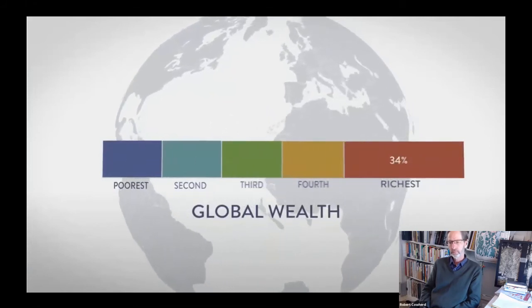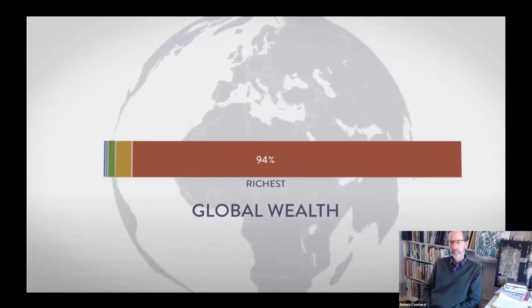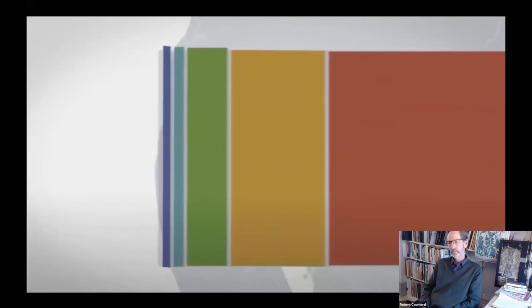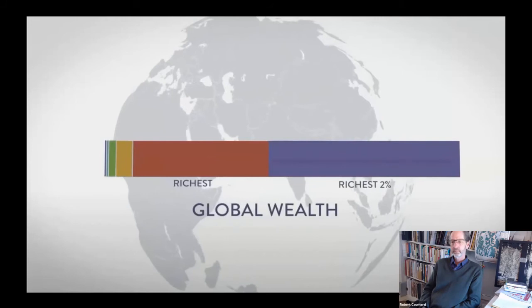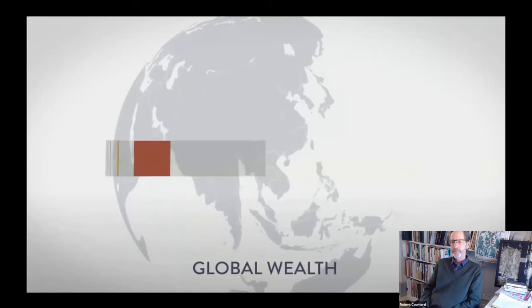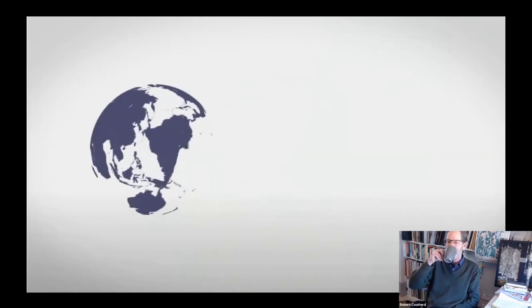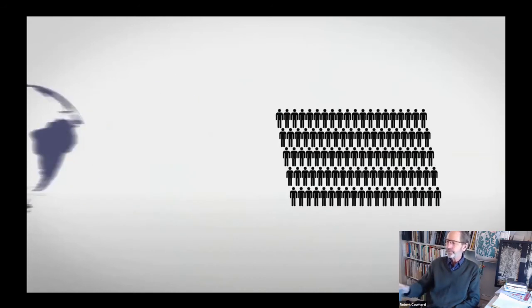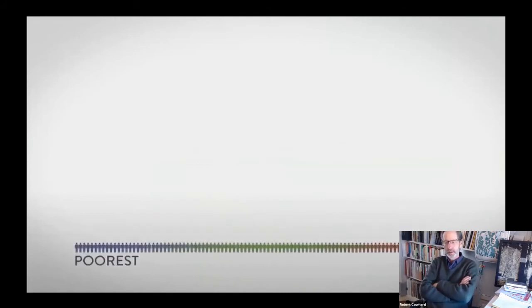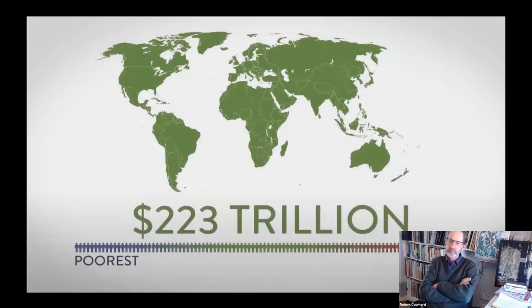Now, let's show how much each group actually has. Shocking, right? 80% of the world's people barely have any wealth. It's hard to even see them on the chart. Meanwhile, the richest 2%, they have more wealth than half of the rest of the world. Let's look at this chart another way. Let's take the whole world's population, all 7 billion of us, and reduce it to just a representative 100 individuals. Here they are, poorest people on the left, richest people on the right. Now let's show how the world's total wealth, roughly $223 trillion, is distributed.